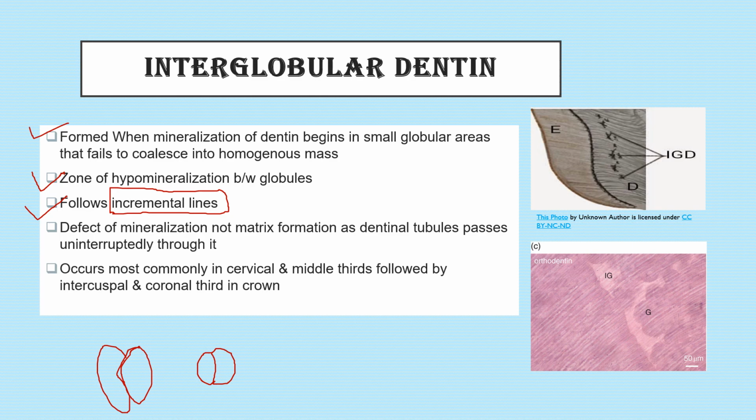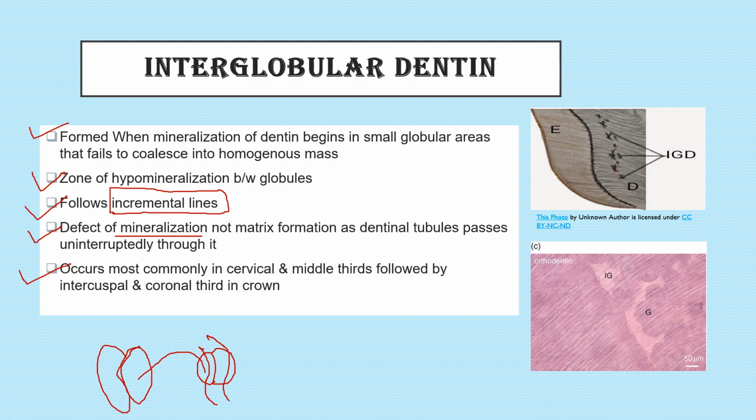Okay, it is a defect of mineralization, not matrix formation, as the dentin tubule passes uninterrupted through it. So it is a defect of mineralization, meaning the mineralization has not occurred in this portion. Remember this point, it is not a defect of matrix formation. Why? Because the dentinal tubules easily pass through them. It occurs most commonly in the cervical and middle thirds, followed by the intercuspal and coronal third in the crown. So they are more commonly present near the pulp portion, in the cervical and middle portion, compared to the intercuspal or coronal third of the crown.